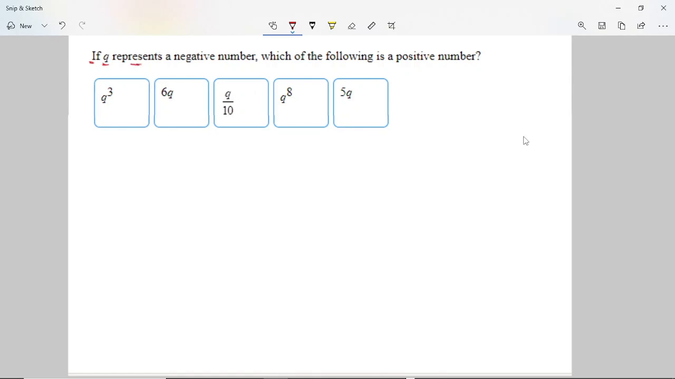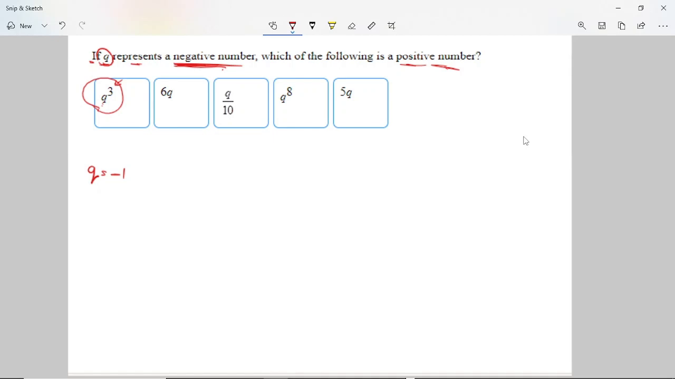If Q represents a negative number, so Q is a variable and represents a negative number. So let's say that Q equals, for example, minus 1. This is a negative number. Which of the following is a positive number? So let's see the options. Q to the power of 3. Q to the power of 3, this is an odd power. 3 is an odd number, so the negative sign will remain negative.